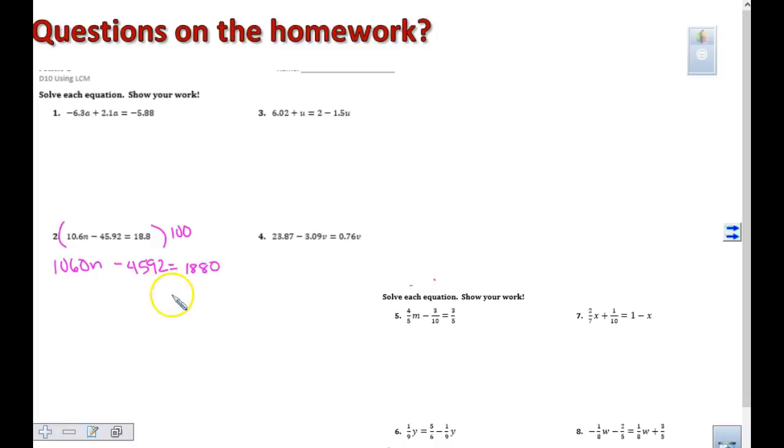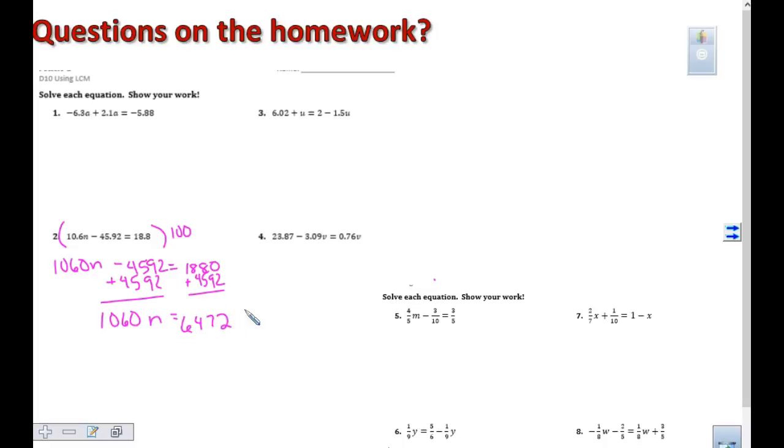My next step at this point, Sage, is to do what? Subtract or add 4,592. We're going to add that on both sides. 4,592. So using our calculators, we now have 1,060n is equal to, what'd you get when you added those? I got 6,472. So we have 6,472.